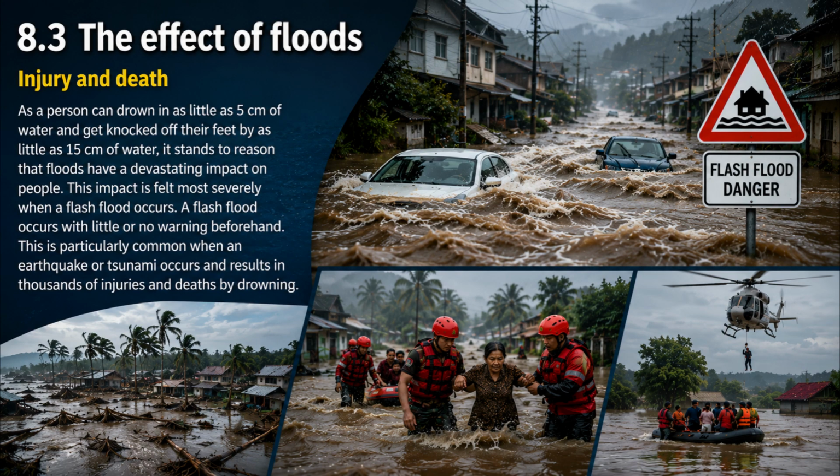The effect of floods. Injury and death. As a person can drown in as little as 5 cm of water and get knocked off their feet by as little as 15 cm of water, it stands to reason that floods have a devastating impact on people. This impact is felt most severely when a flash flood occurs. A flash flood occurs with little or no warning beforehand. This is particularly common when an earthquake or tsunami occurs and results in thousands of injuries and deaths by drowning.